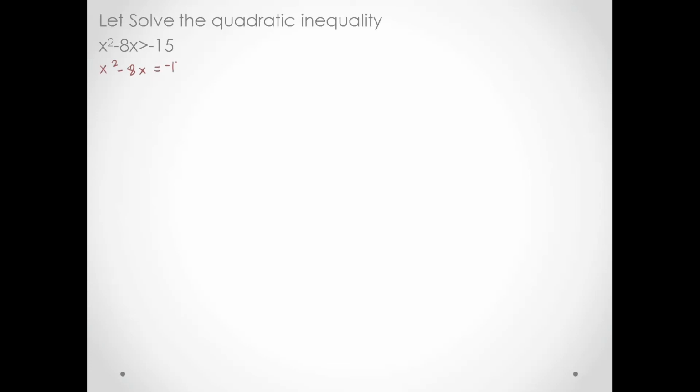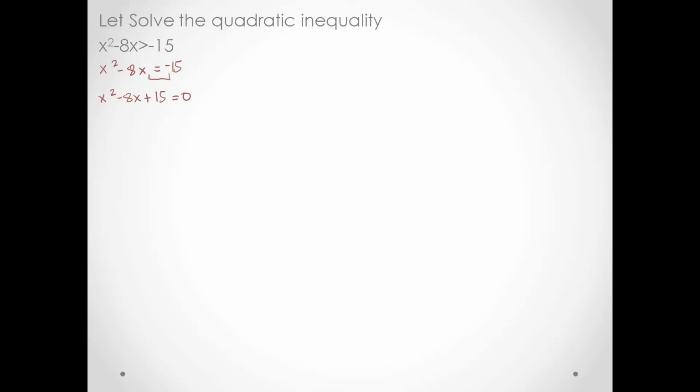After changing the symbol into an equal sign, if the equation is not in standard form, we need to transform it. To transform this equation into standard form, we will transpose negative 15 to the other side. So x squared minus 8x plus 15 is equal to 0. Then after changing it into standard form, we are going to solve the value of x. So how do we solve the value of x?